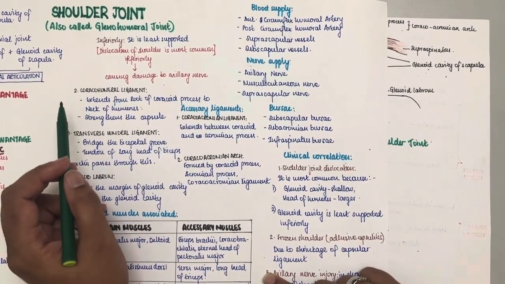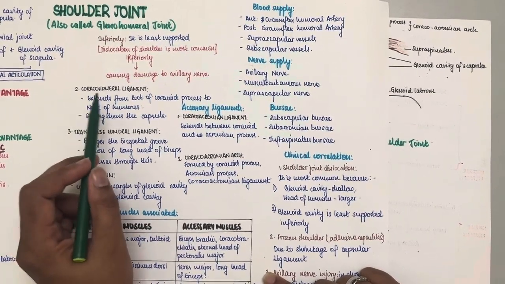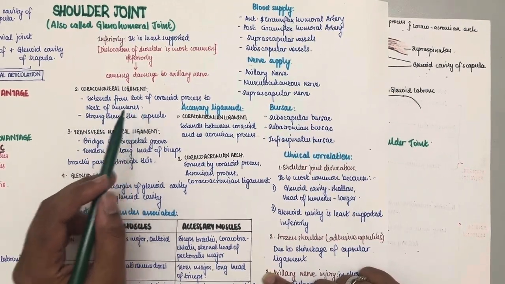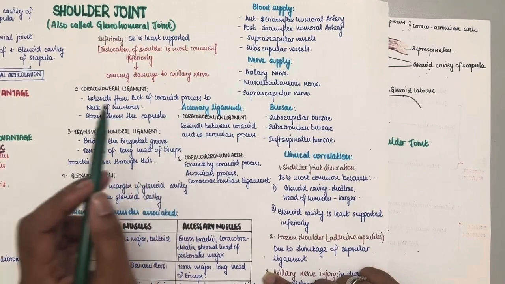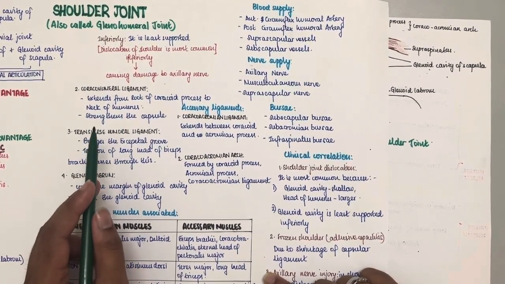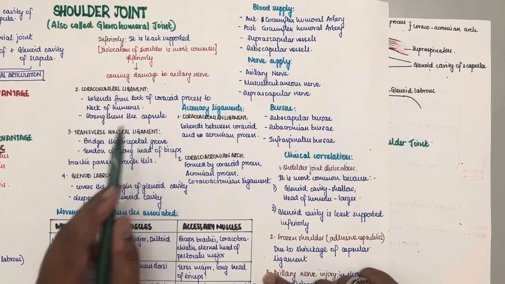Now let's see the next ligament, that is coracohumeral ligament. The coracohumeral ligament extends from the root of coracoid process to the neck of humerus. Its main action is to strengthen the capsule.